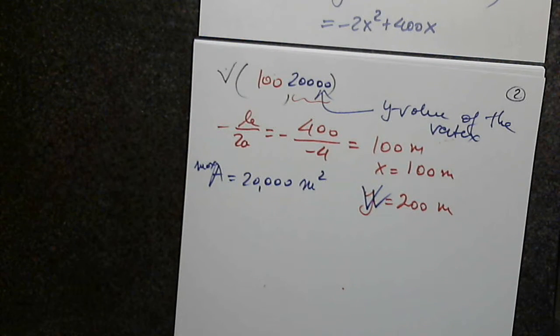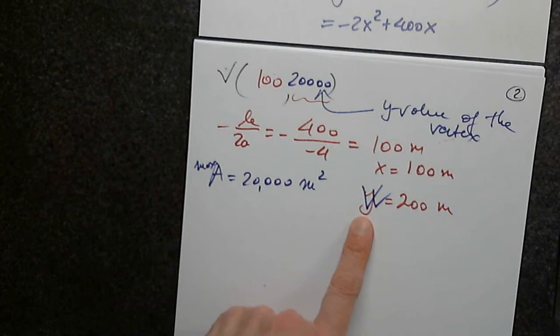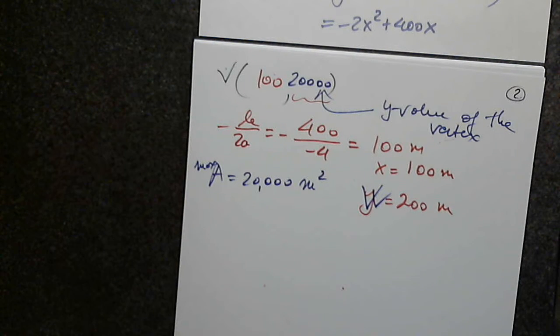Yes, I used y, and we shouldn't because y is mainly reserved for the y coordinate or the function value. But this y is not the function value. This is the w, which is the width, which is the length, I'm sorry. Daniel, is this better? Very good. Next question, anyone? Yes?